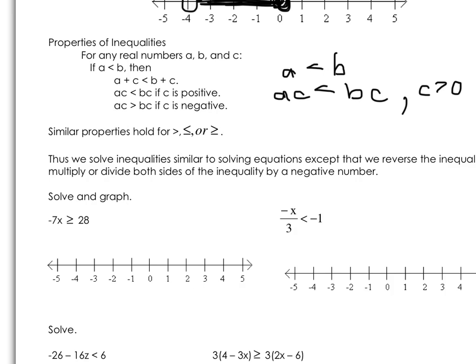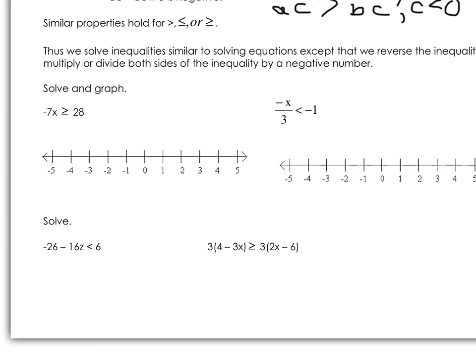Suppose you multiply both sides by a negative number. Let's call it c again. Then you would have ac and bc. But if c is less than 0, if you multiply both sides by a negative number, the inequality is going to change direction. And that works for less than, greater than, less than or equal to, or greater than or equal to. So, we solve inequalities similarly to solving equations, except that we reverse the inequality whenever we multiply or divide both sides of the inequality by a negative number.